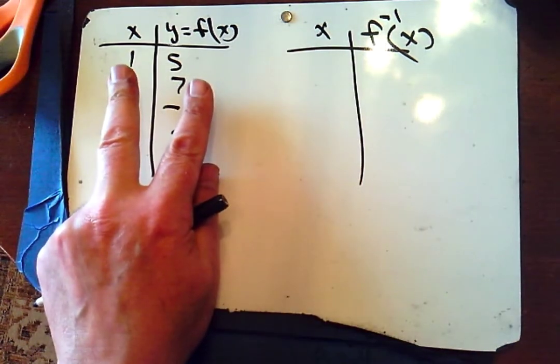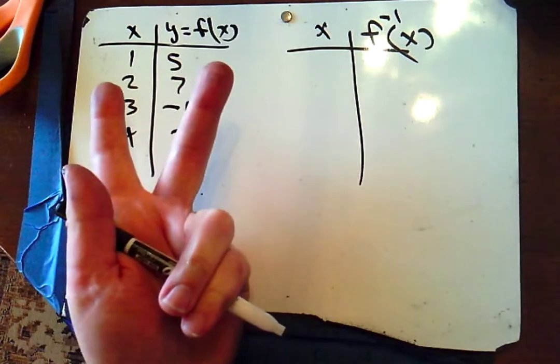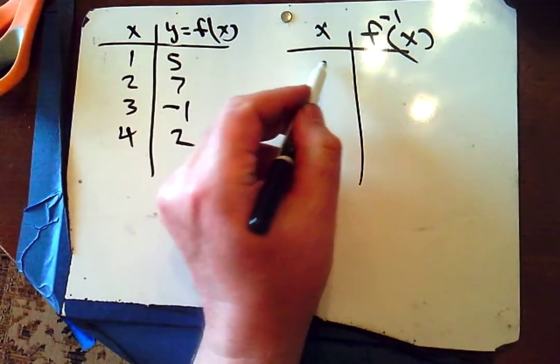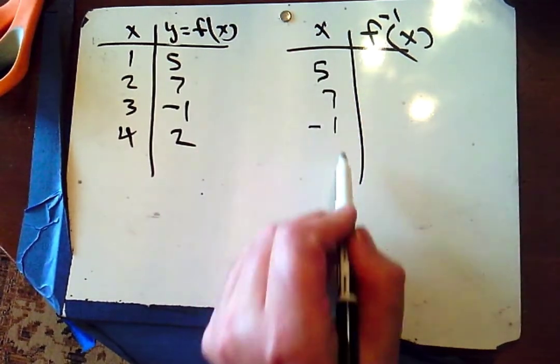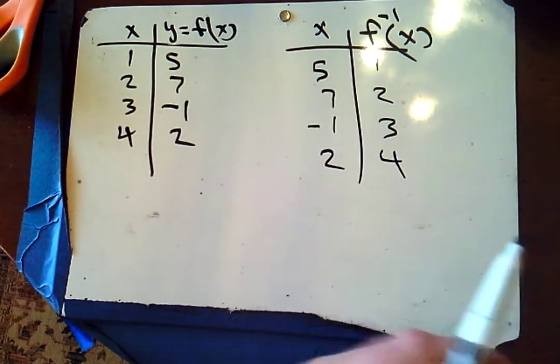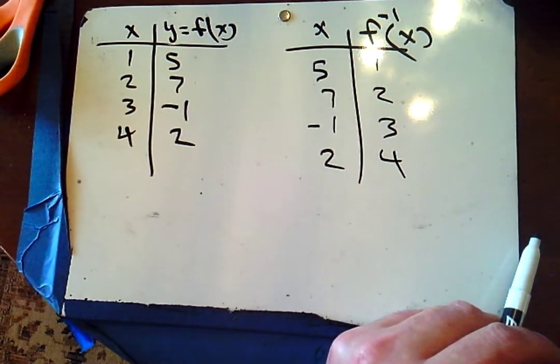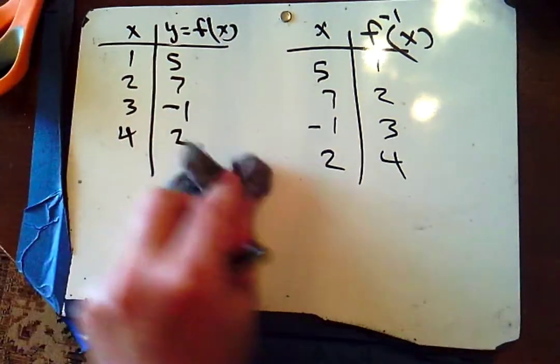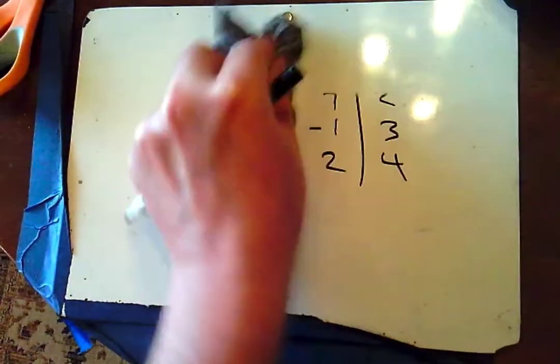Well, remember, when we were thinking about this algebraically, we switched the x's and y's. So (5, 7), (negative 1, 2), (1, 2), (3, 4). There's my inverse function. Okay? Now, what about from a graph? So we switch the x's and y's when we're talking about algebra. We switch the x's and y's when we're looking at a table.